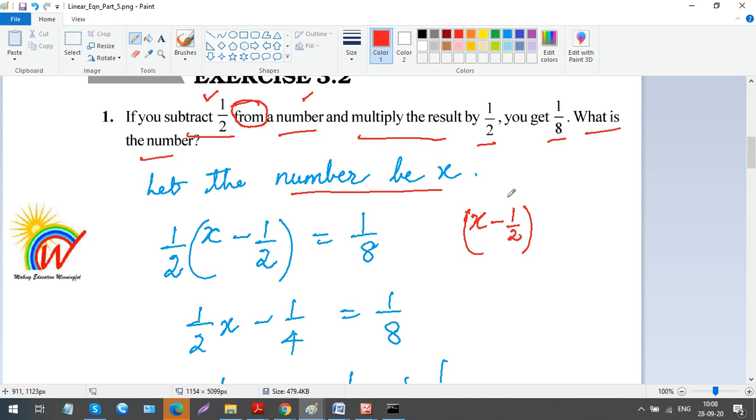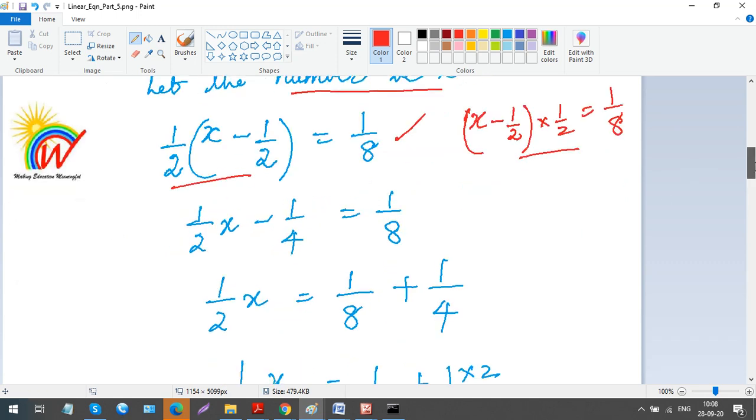So this result is multiplied by 1 by 2. So you are multiplying this by 1 by 2. So you write 1 by 2 here or in front, it doesn't matter. See, I have written in front over here, and here I have written after this. So it doesn't matter actually. Okay. So then after multiplying it, you get 1 by 8. Understood? So this is your equation. So you have framed it. So 1 by 2, x minus 1 by 2 is equals to 1 by 8.